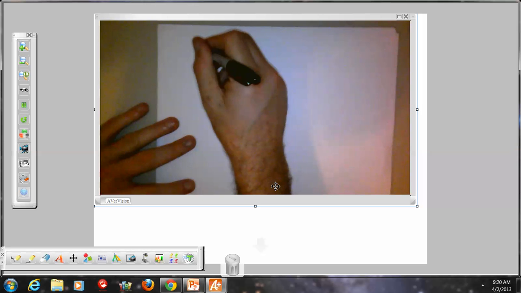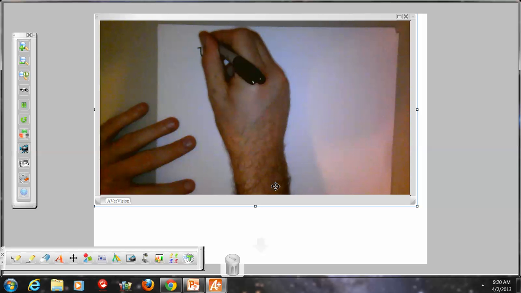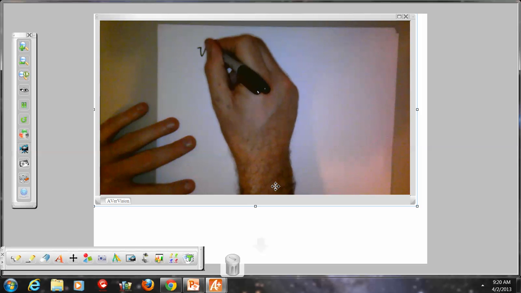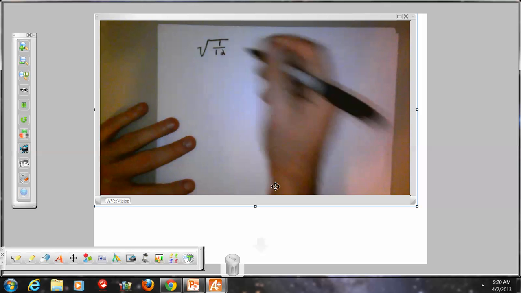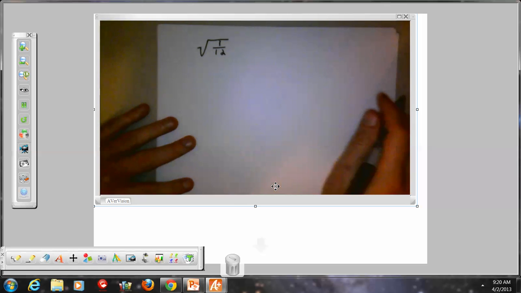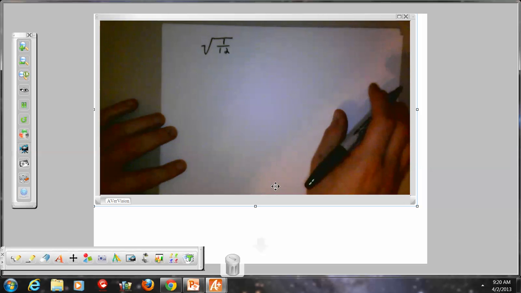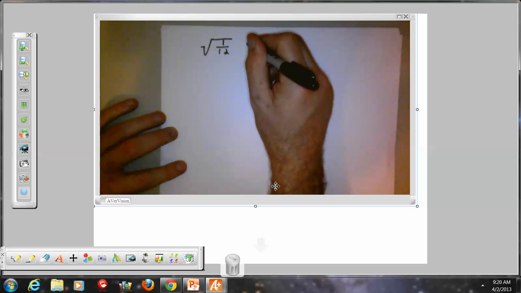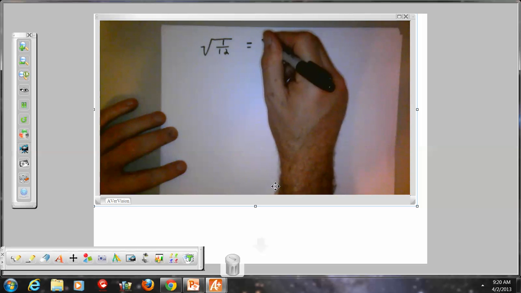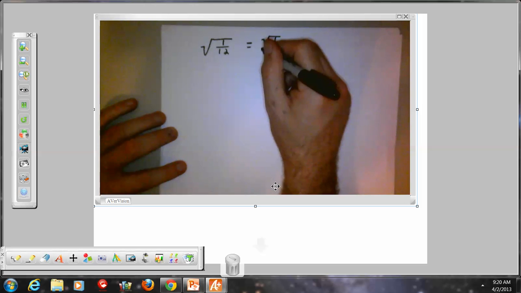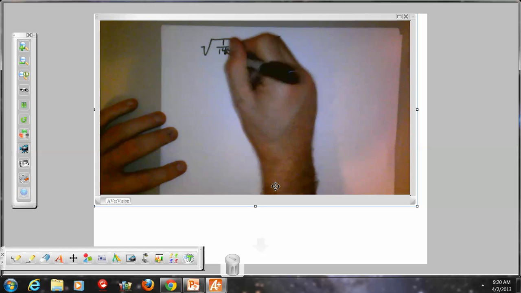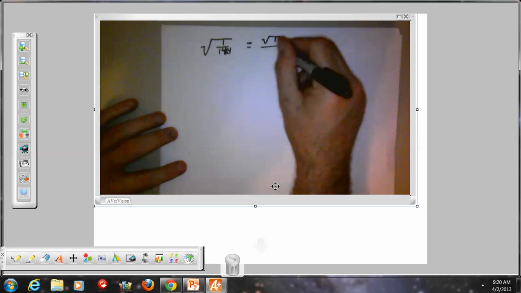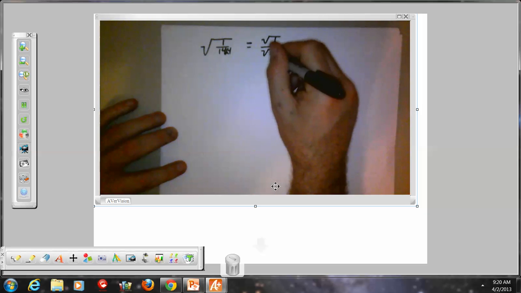In any case, someone asked a question. They wanted to know about the square root of 1 over 144. Now before I go through the procedure, I'm just going to write down what we're going to do. First of all, whenever you have one number divided by another number, you can write the square root of the numerator divided by the square root of the denominator.